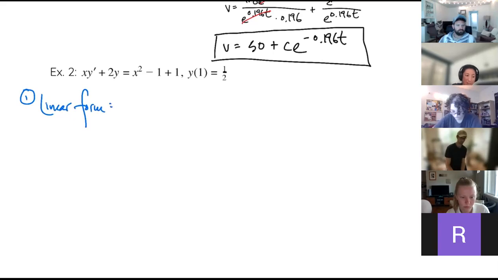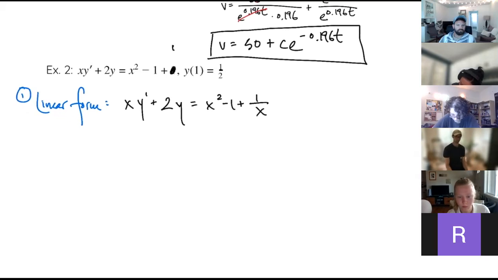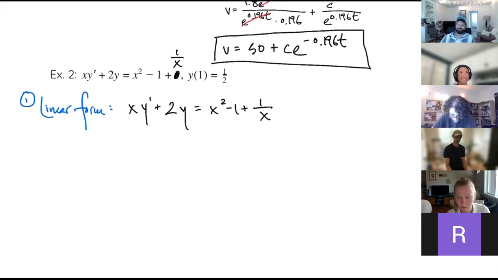When we take a look at this, we've got x y prime plus 2y equals x squared minus x plus, this is supposed to be 1 over x. Sorry, 1 over x. Not minus 1 plus 1, that would have been silly. So it's x squared minus 1 plus 1 over x.